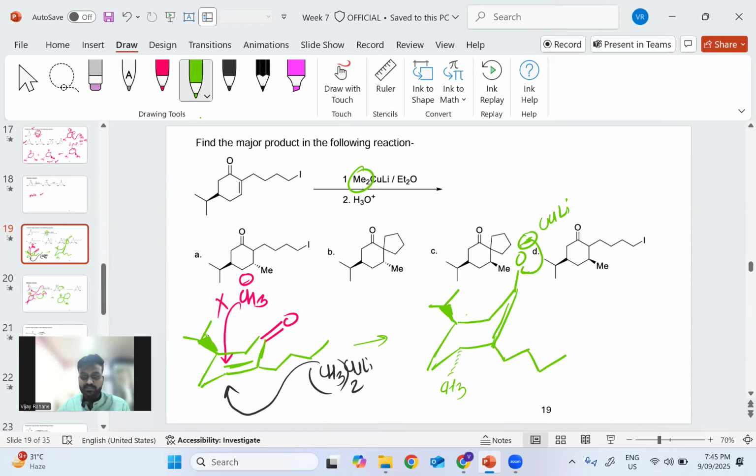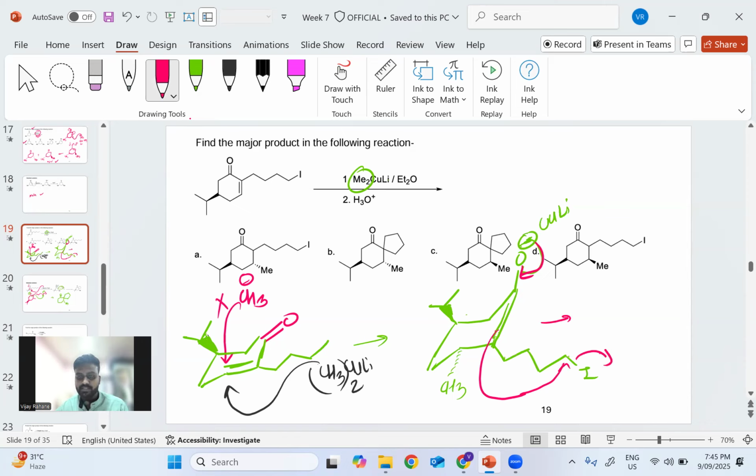So there are four carbons. So one, two, three, four, and this is the iodo. This negative charge comes down. Now it attacks on the carbon, and this iodo gets eliminated. We get the cyclized product.